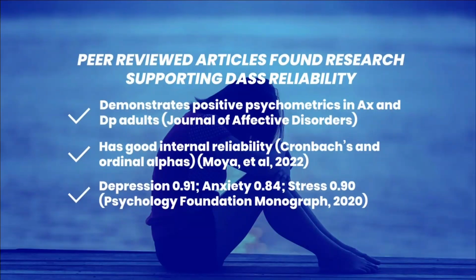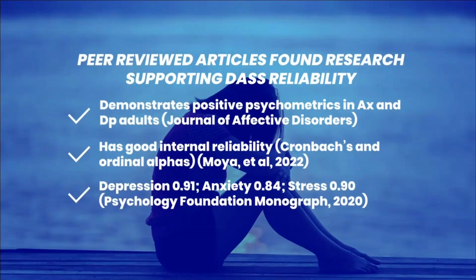The DAS had good internal reliability, and its ordinal alpha demonstrated good internal reliability for all its subscales. As to reliability, for depression, it is scored at 0.91, anxiety 0.84, stress 0.9. So it is, according to all the research, very reliable and a very valid score.